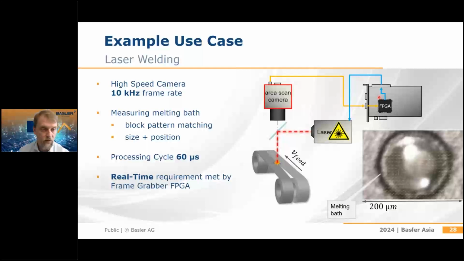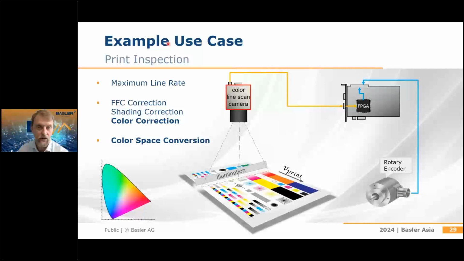But when it's about complex color space conversions, for example, going into the LAB color space or similar, and already doing some pre-processing tasks or finding some markers or other tasks within the print inspection, you can use these kinds of approaches. Also, a rotary encoder can get connected to the frame grabber, and the frame grabber is very precisely controlling the line scan speed. So the line triggers are handled very precisely by the FPGA.